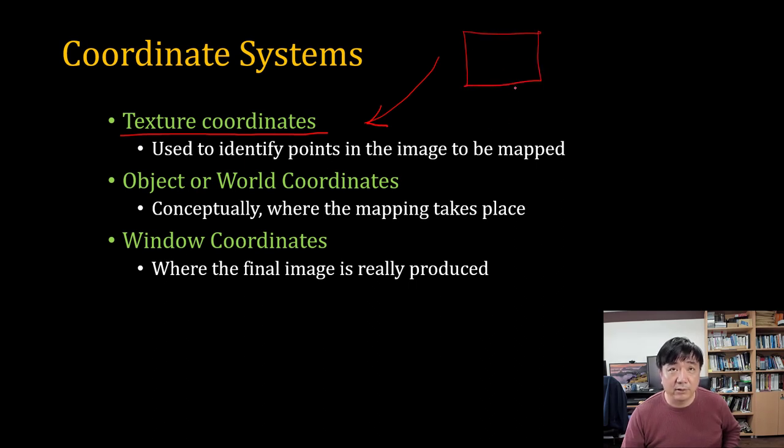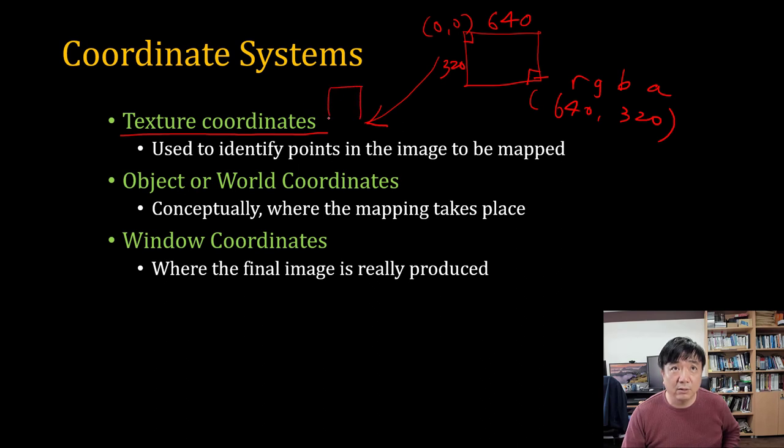Normally, we say that this image is 640 pixels by 320 pixels. Each pixel has RGBA, and the start point is here, 0, 0, and the endpoint is here, 640 by 320. So it should be changed into the texture coordinate in WebGL or OpenGL. It should be normalized into 0.0 to 1.0, so 1,1. Then the texture coordinate uses this normalized coordinate, and then the object coordinate.